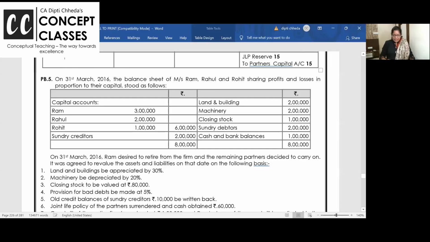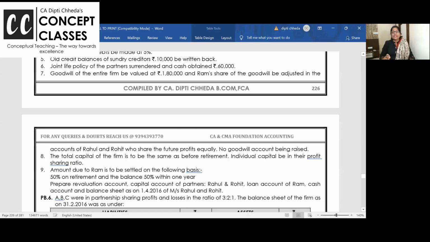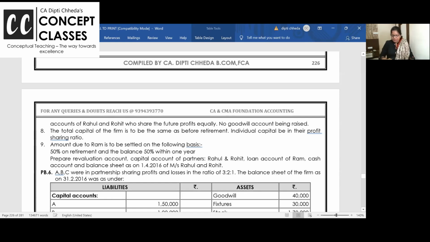Yesterday we left the last one problem, the sixth one. I'm sharing that; that is the problem we are starting now. The fifth we had completed in class. The joint life policies concept is clear: either maintain the surrender value, or take it to the revaluation account and give it to all the partners in the profit sharing ratio.